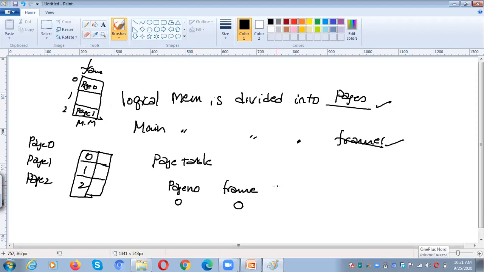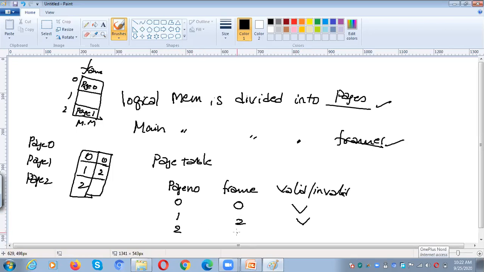So it is valid or invalid? Valid. So V. And next, page 1 is available in which frame? The 2nd frame. Frame 2. So it is also valid. Page 2 is available in which frame?